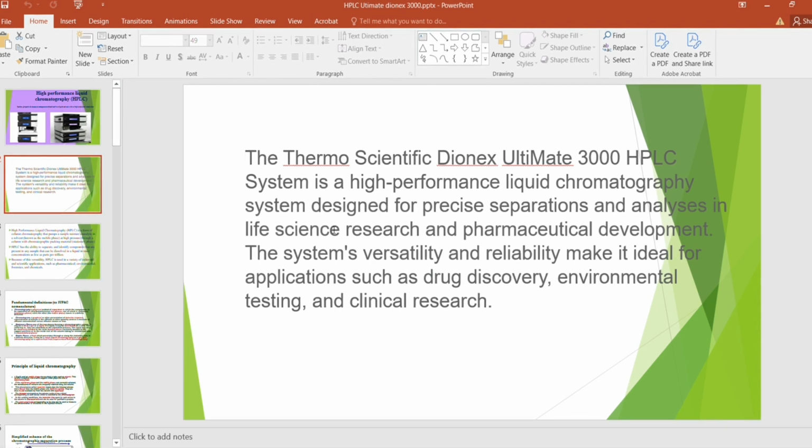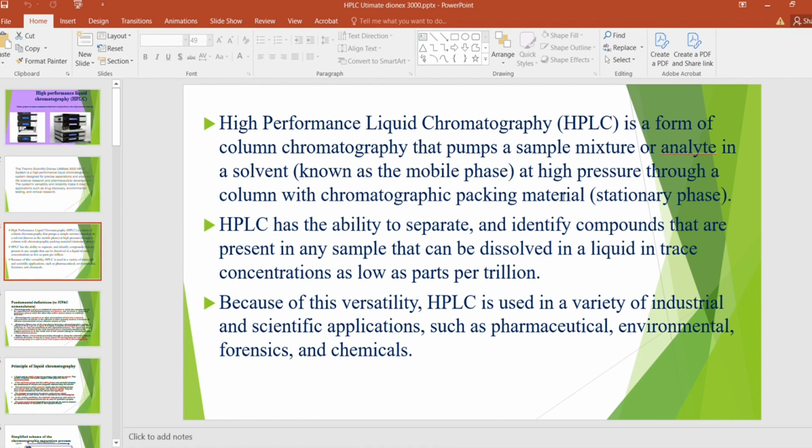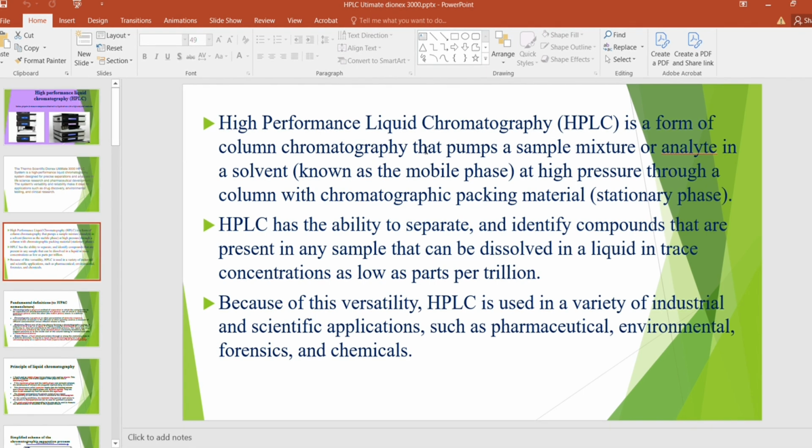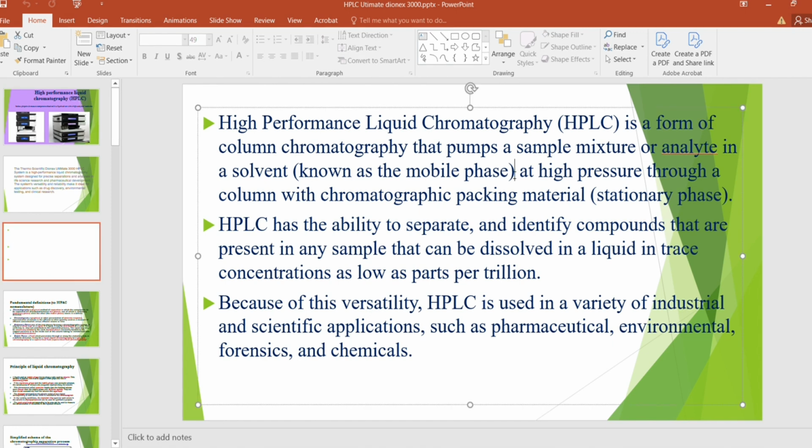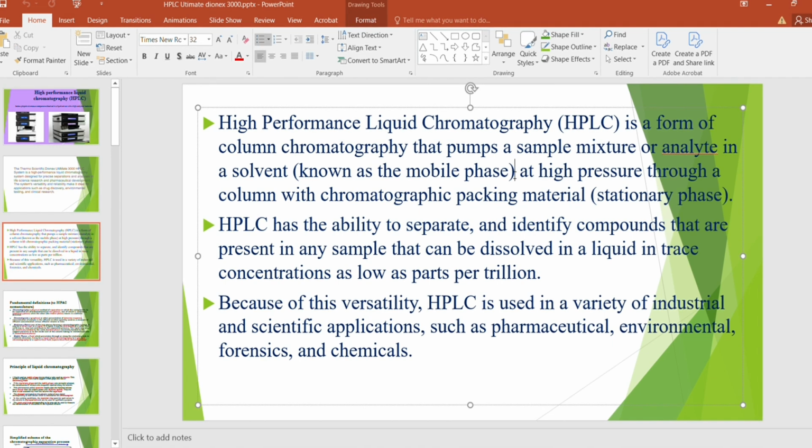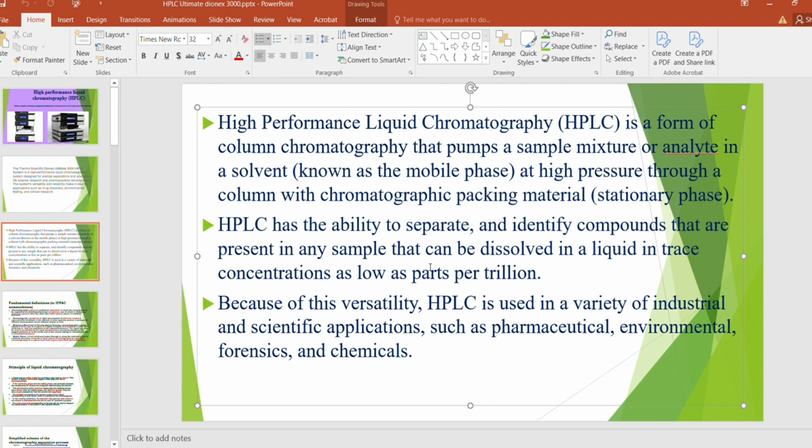Now this Thermo Scientific HPLC is used in pharmaceutical industries, and it is also used in drug testing and clinical research. Already we discussed that it is a type of column chromatography that pumps a sample mixture, or analyte that we are going to analyze, in a solvent known as the mobile phase, which could be polar or non-polar, at high pressure. Usually the pressure is around 40 megapascals, or in terms of atmospheres, about 400, through a column with chromatographic packing material, that is the stationary phase. And it has the ability to separate and identify compounds as low as parts per trillion, parts per billion, or parts per million.